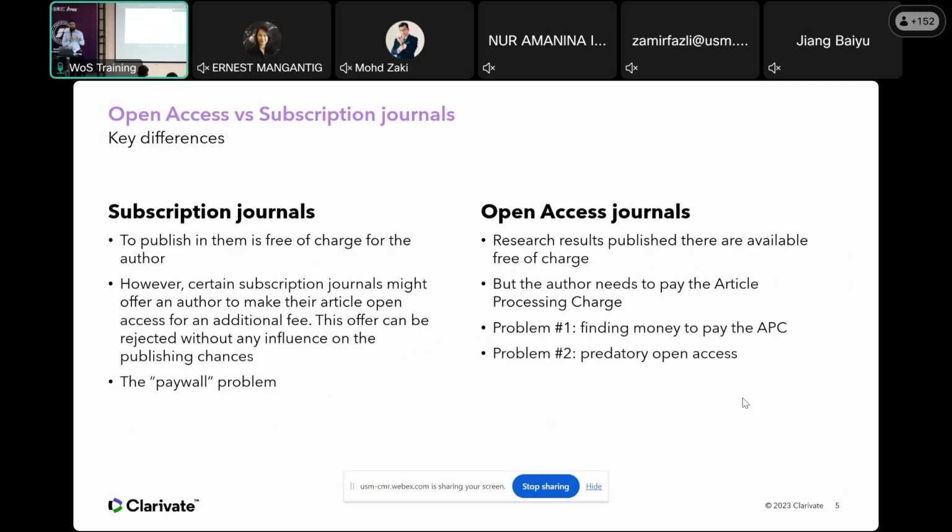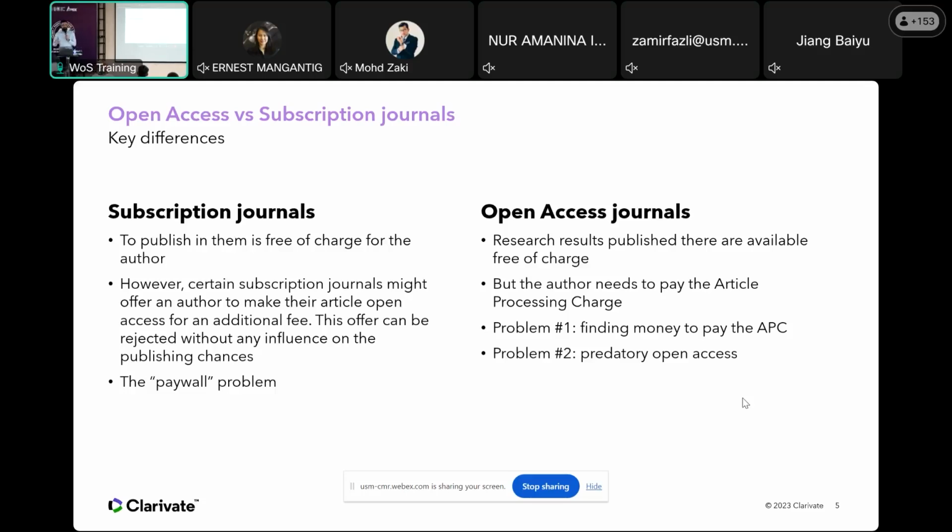Predatory journals are a type of open access journal. Before we talk about what their difference is, let's just very quickly remind ourselves about the difference between open access journals and subscription-based journals. Subscription-based is basically the model that was here almost forever, since the beginning of scholarly journals.